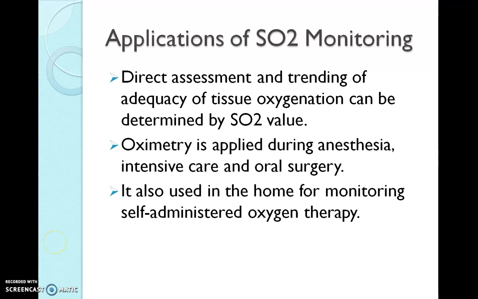What are the different applications of SO2 monitoring? Direct assessment and trending of the adequacy of tissue oxygenation can be determined by the SO2 value. Oximetry is applied during anesthesia, intensive care and oral surgery. It is also used in the home for monitoring self-administered oxygen therapy.